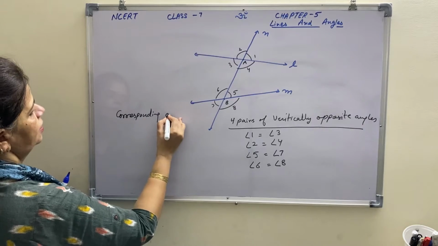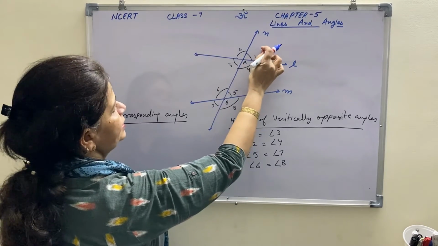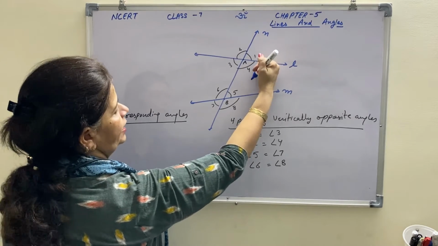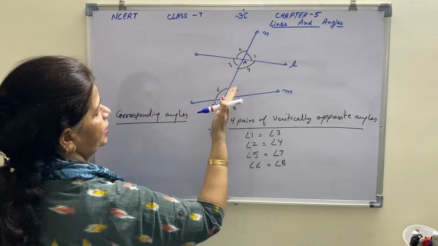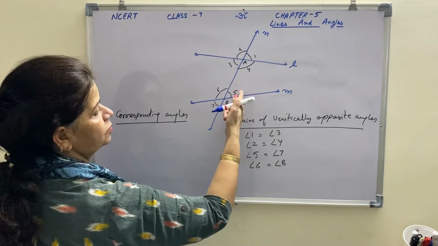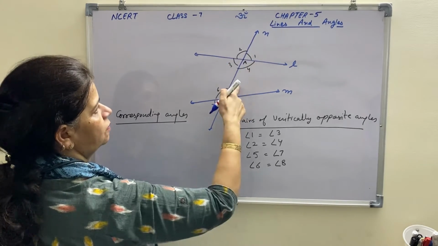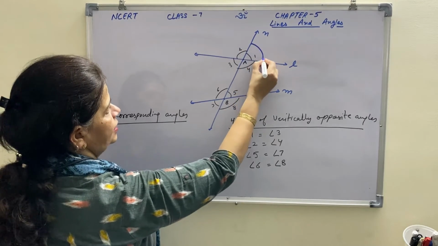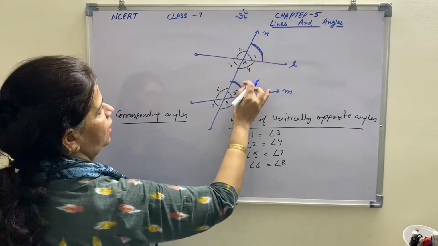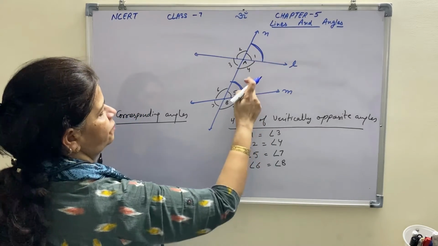Corresponding angles are, see, first we should know which are corresponding angles here. This angle 1, which is on the right side of the transversal and above the line, and angle 5, which is again on the right side of the transversal and above line M. Upper angle of line M, this is the upper angle of line L, and both are on the right side. So here angle 1 and angle 5 are corresponding angles. Right? So here one pair is 1 and 5.